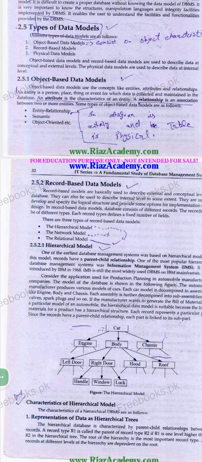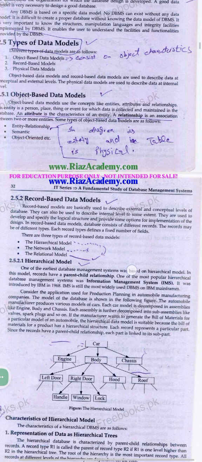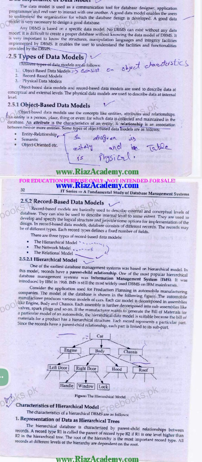Next we have the record based database model. The record based database model is basically used to describe the external or conceptual level of the database. It can also be used to describe the internal level. This is also another type of data model. Further, the record based data model is classified into three main data models, which are mostly used: the hierarchical model, network model, and relational model.